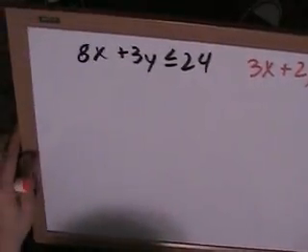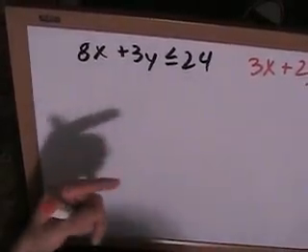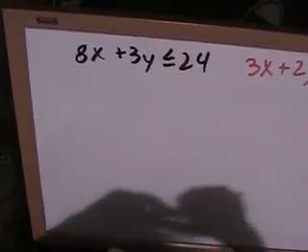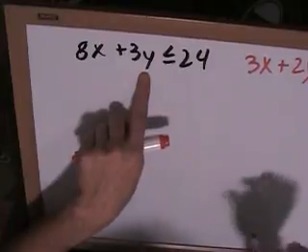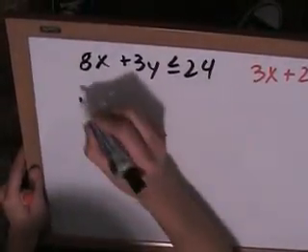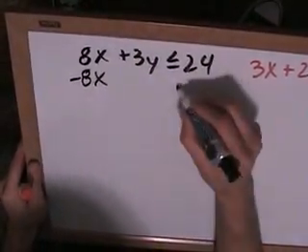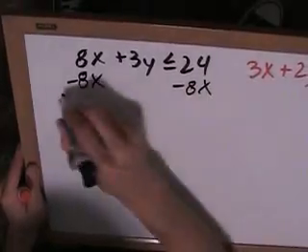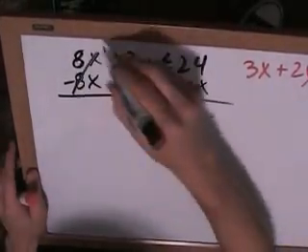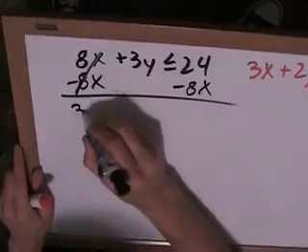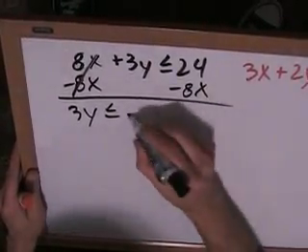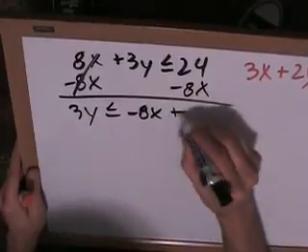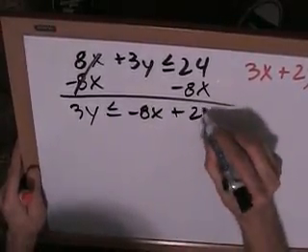But before I graph, I have to get these into y equals mx plus b. It's not really equals because we have inequalities, right? But let me get the y alone. So I'll go minus 8x. We were sort of doing this last time. So these x's go away. So it's 3y less than or equal to negative 8x, followed by a positive 24.